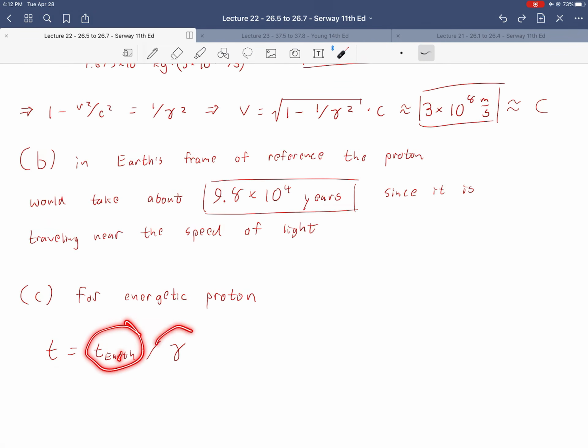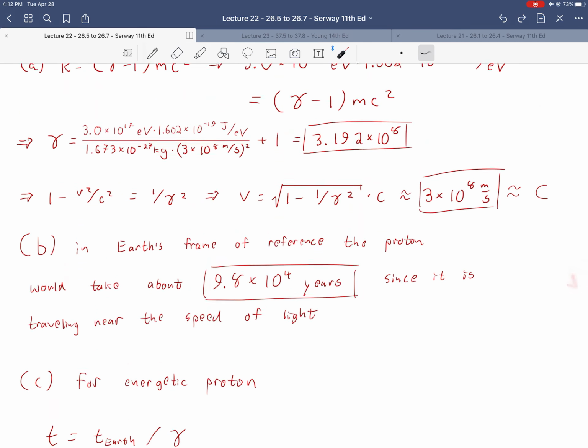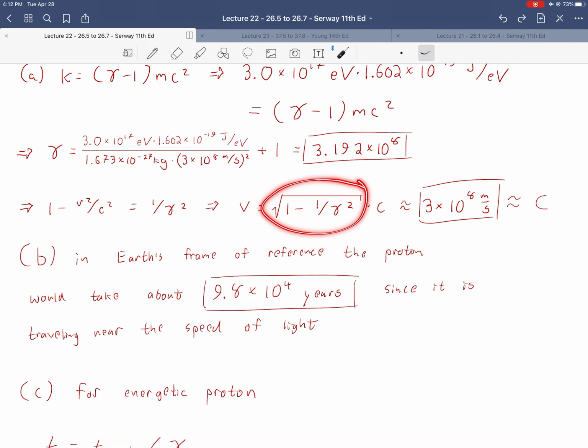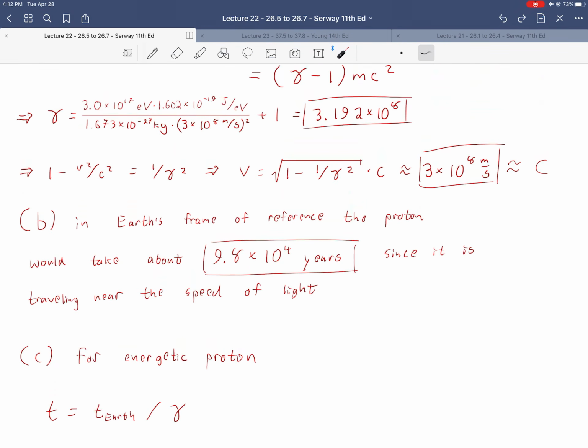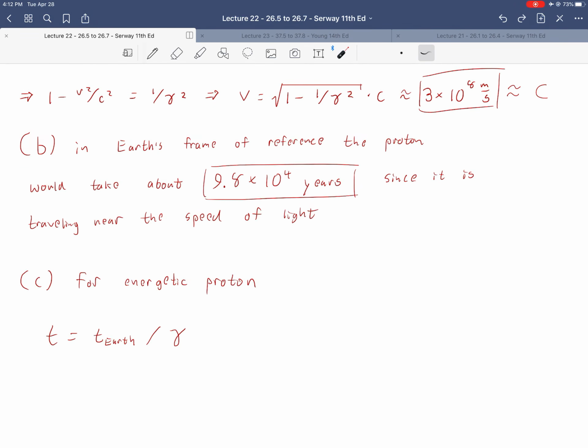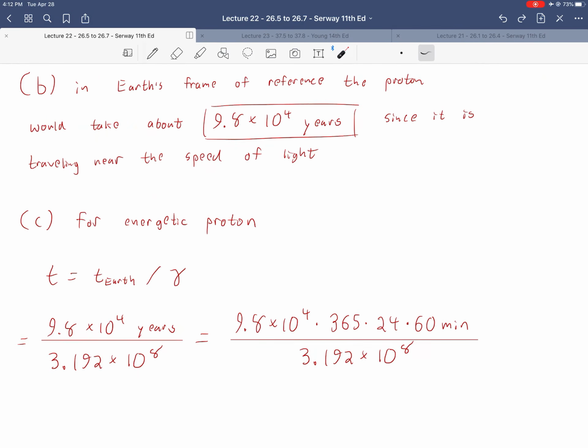Okay, so for the energetic proton, time is going to be the time that Earth measured divided by gamma. Oh, wow. Now we're actually going to use that big gamma and really do something with it. Because here it just basically gave us something that was approximately equal to 1. It kind of seemed useless. But here it will give us a meaningful value, because we're going to be dividing by a big number, especially in seconds. Okay, so let's do that.